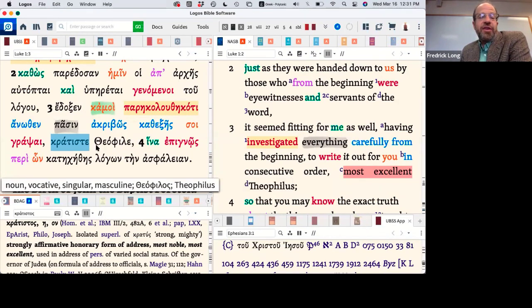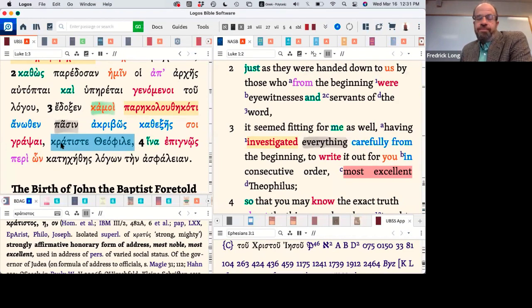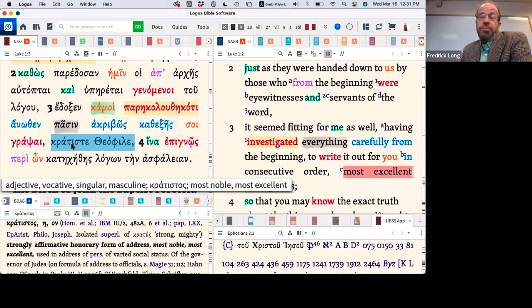Most excellent Theophilus. And this superlative degree is found in the book of Acts twice, referring to Roman officials, Festus and Felix. And that may be a clue that Theophilus may be some kind of Roman official, maybe even the patron of Luke writing this, who has been commissioned to write this out.